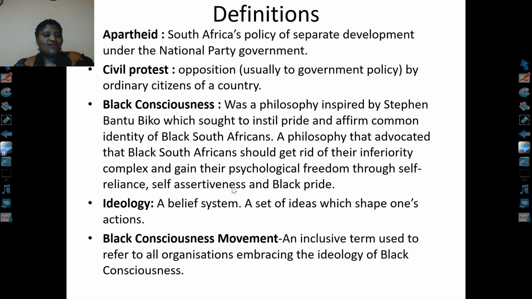And then the ideology, what we mean by that. In grade 11, you dealt with so many ideologies, and this is a system of beliefs, that is a set of ideas which shapes one's actions. So we'll be dealing with that ideology here.